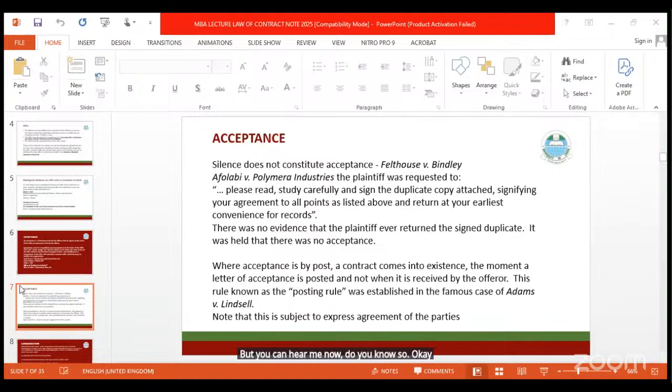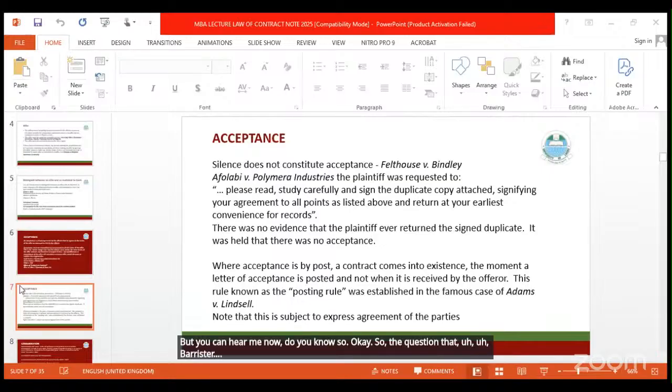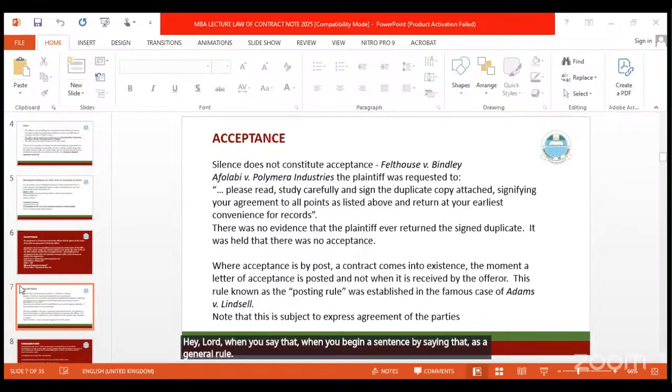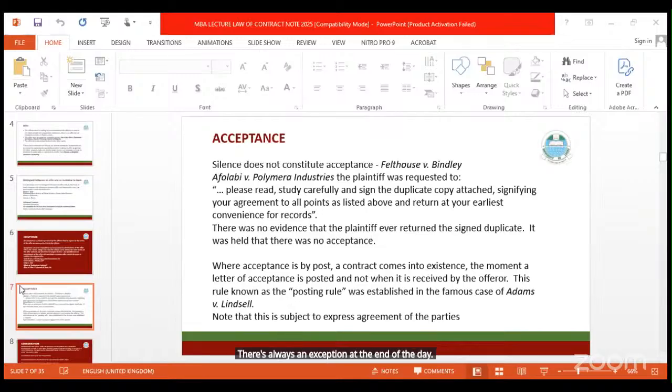Okay. So the question that Barrister Mary Jane asked, I said that the first one is that it has both the general rule and exception. And usually, in law, when you begin a sentence by saying that as a general rule, there's always an exception at the end of the day. In fact, sometimes you have exceptions to exceptions to exceptions that you are even confused. But that's the beauty of law anyway.